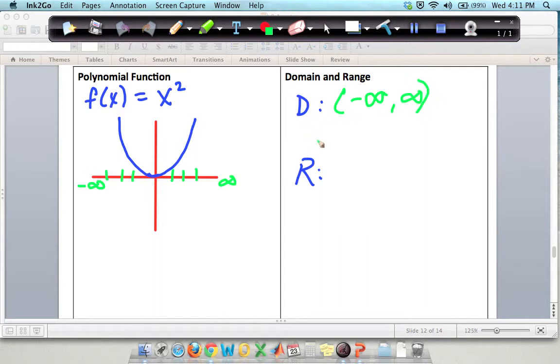Okay, for the range, I'm going to pick a color here. Start at negative infinity and go to infinity. And you notice as I go up, I don't have any y values here. There's nothing being used here. The first y value I have is at 0, and then all of these positive y values are used. So the range is y is greater than or equal to 0. Or remember, you can write that in interval notation, bracket 0 to infinity. It doesn't matter.